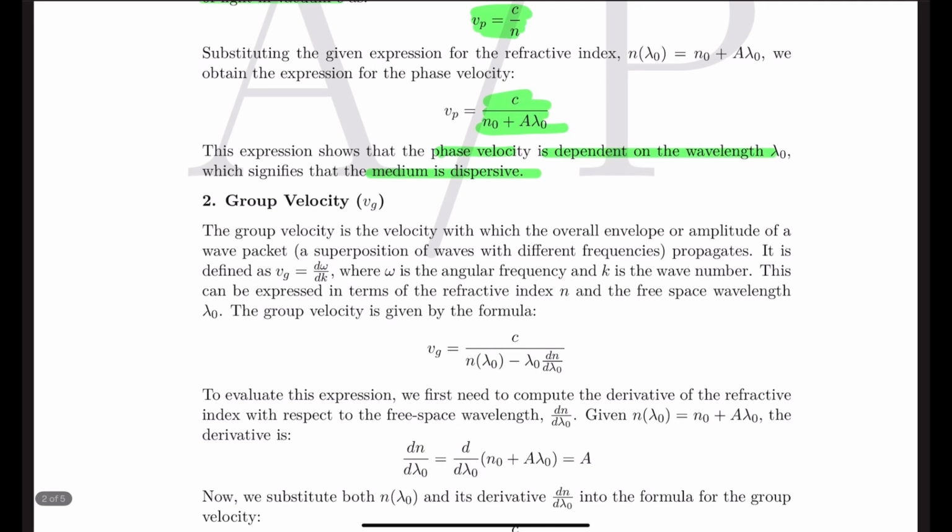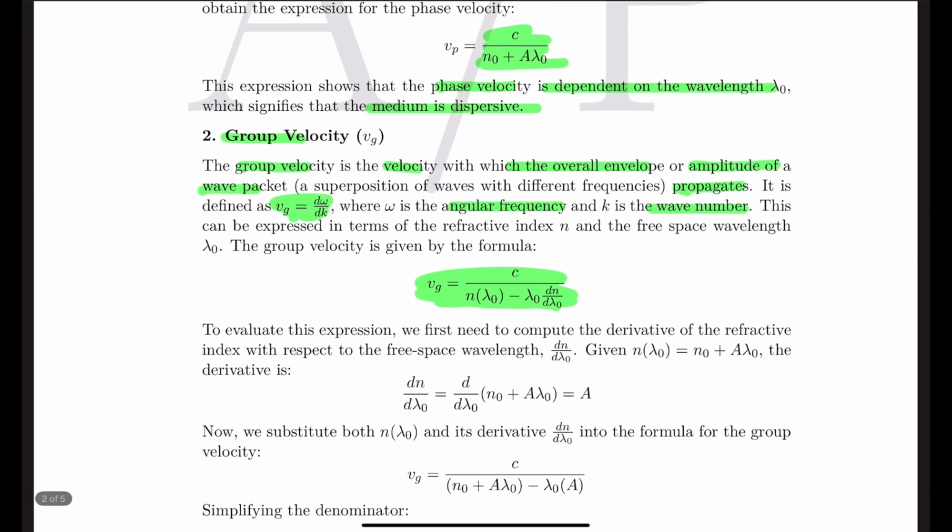Now let us move to group velocity. Group velocity is the velocity with which the overall envelope or amplitude of a wave packet propagates. It is defined as d omega by dk. Omega is angular frequency, k is wave number, and this can be expressed in terms of refractive index by using this particular expression. So group velocity is given by this expression, which we need to memorize. But there was one instance when this question was asked as a PYQ as well.